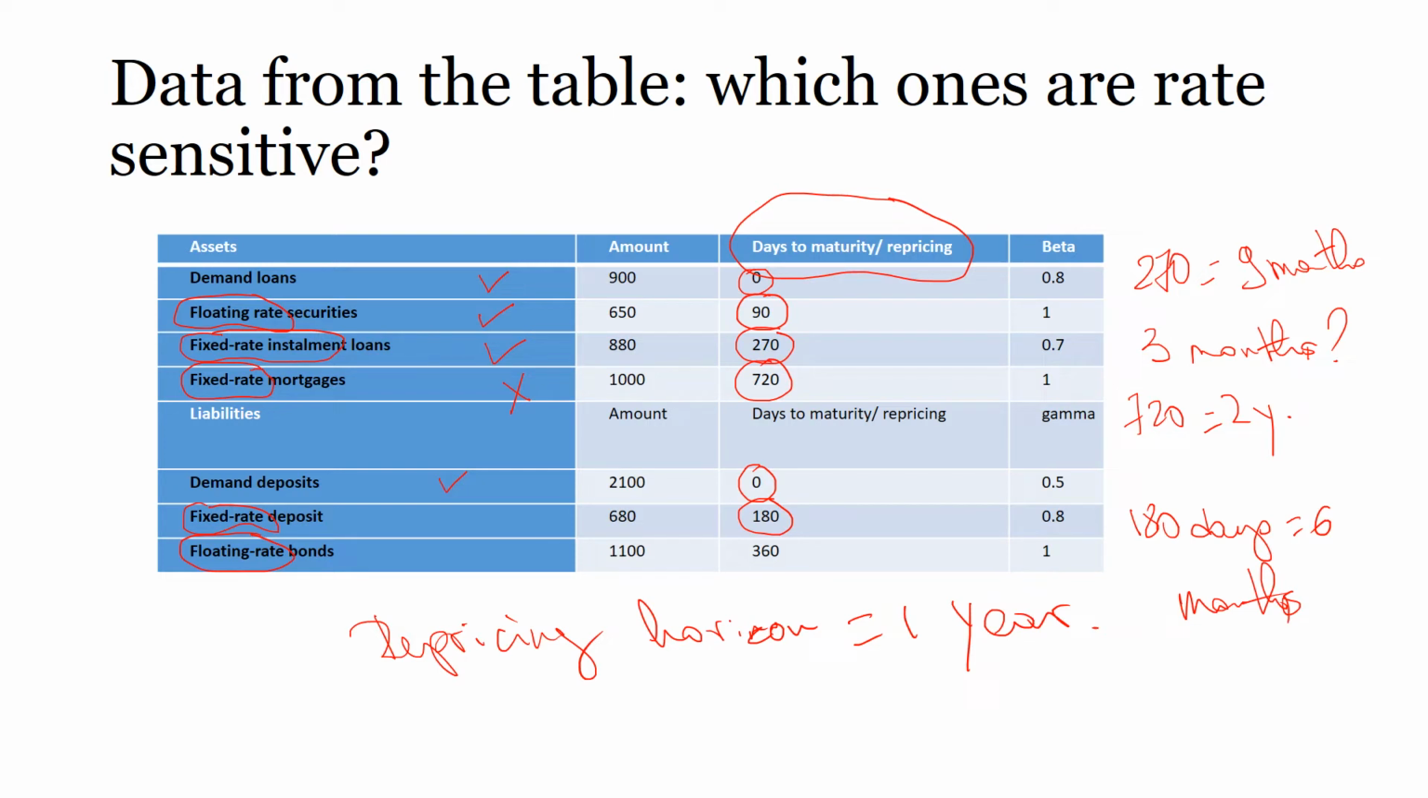What will happen after 6 months? Well, you don't know. The rate can go up, down, or stay the same, but in any case it is sensitive because it can change. The floating rate bond, we've seen that the name says it's changing. Here 360 is the limit of your repricing horizon, but because it is 360 and not 361, you have to take it into account. So in this exercise you have 3 rate sensitive liabilities and 3 rate sensitive assets.